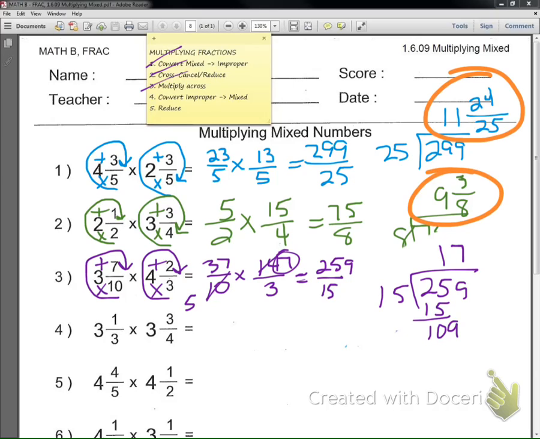7 times 5 is 35, carry your 3. 7 times 1 is 7 plus 3 more is 10. Oh, wow, I did a great guess the first time. If you tried 6, you might just have to increase it 1, it's okay. 9 minus 5 is 4, which is smaller than 15, so that's good. And then you take your remainder and it becomes the numerator of the fraction, 4 over 15.